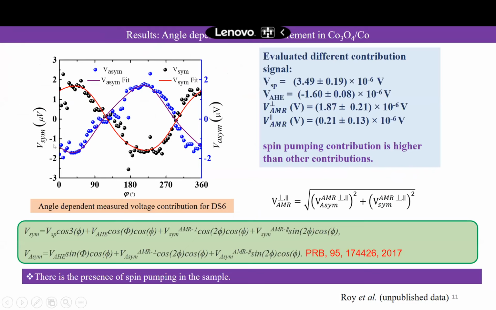Then this V symmetric and V antisymmetric have been plotted against the angle phi, and that plot is fitted with this equation, where VSP is the spin pumping voltage contribution, VAH is the anomalous Hall effect contribution, and there is an AMR contribution, which can come from the symmetric part as well as the antisymmetric part. By fitting this equation, the fitting parameters are shown here. The spin pumping voltage is 3.49 microvolt, and the anomalous Hall effect contribution is minus 1.60 microvolt. So spin pumping is the dominating contribution in our samples.